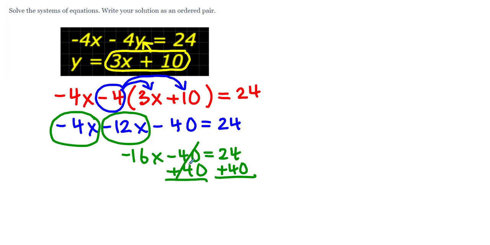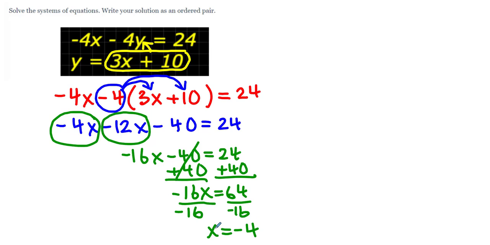On the left side, it cancels. One's positive, one's negative. And we have negative 16x is equal to 64. And then I'll get rid of this negative 16 that's in front of the x, also called our coefficient, by dividing by negative 16 on each side. So negative 16 divided by negative 16 is positive 1. 1 times x is x. And then 64 divided by negative 16 is negative 4.